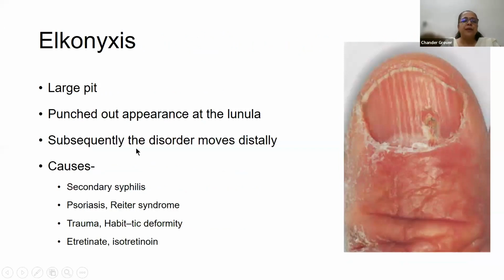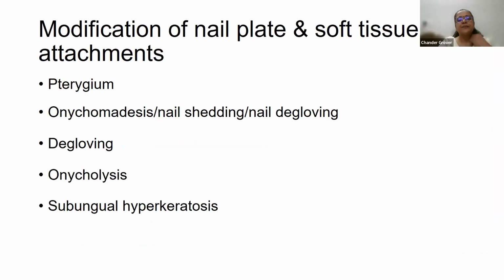Elkonyxis, a larger pit, giving a punched out appearance over the lunula, subsequently starts moving distally. Causes here are secondary syphilis, psoriasis, trauma, etretinate and acitretin, but practically any disorder with pits can have this, except maybe for alopecia areata. They generally have very small pits.